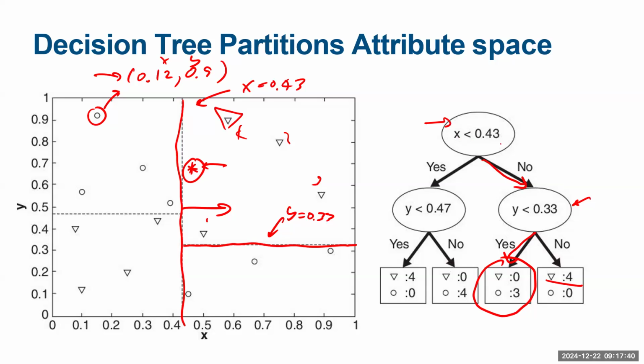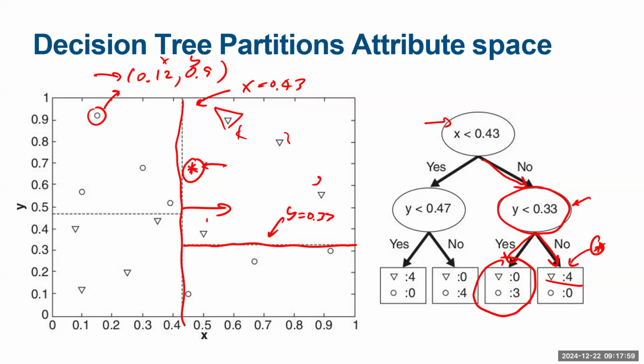Is x less than 0.43? No, right? So you go to this node. Is y less than 0.33? No. So you go down to this node. So our new data is in this area.